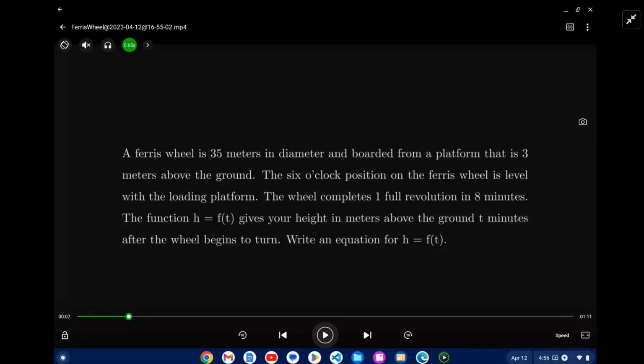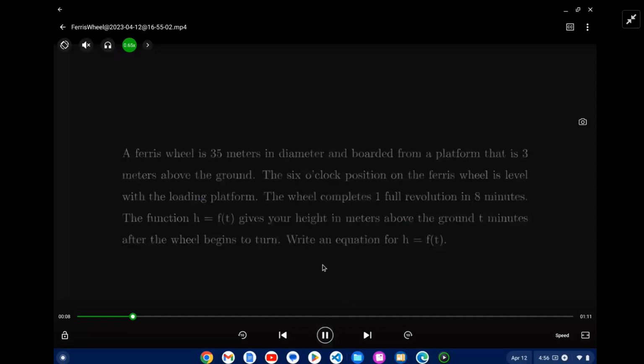So this is all we need to make a sine function. Your question in particular asks for the amplitude, the midline, and the period. The period is given, it's just 8 minutes, so that's all there is to that. But let's look now at how we can make a sine function. From there, we'll get the other information.